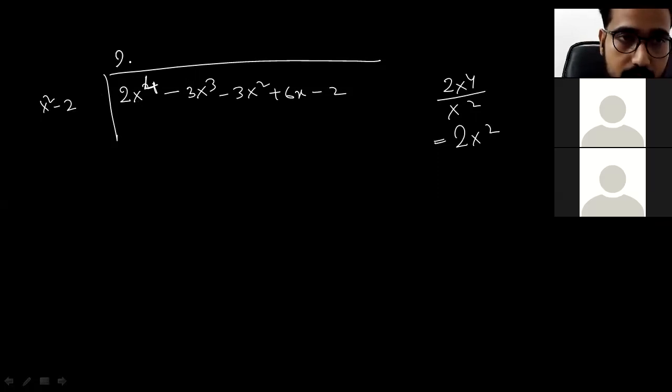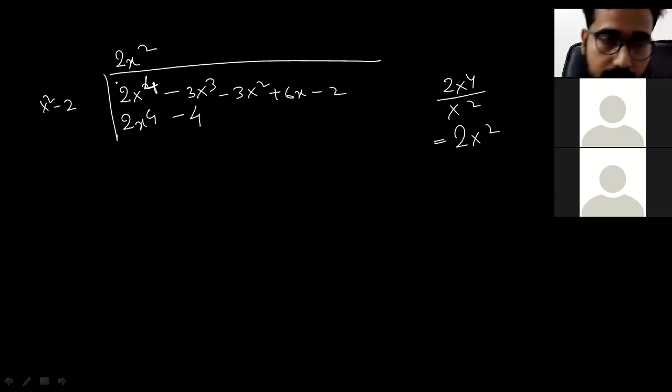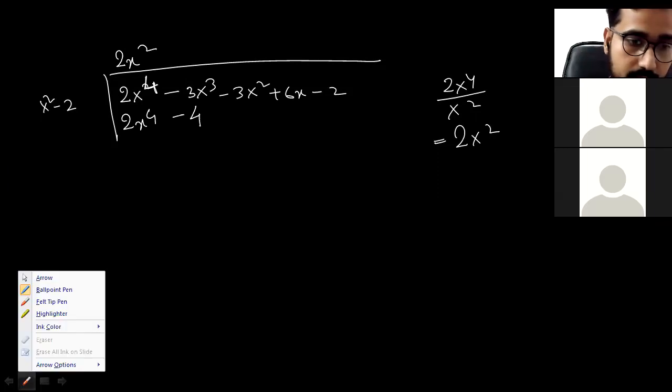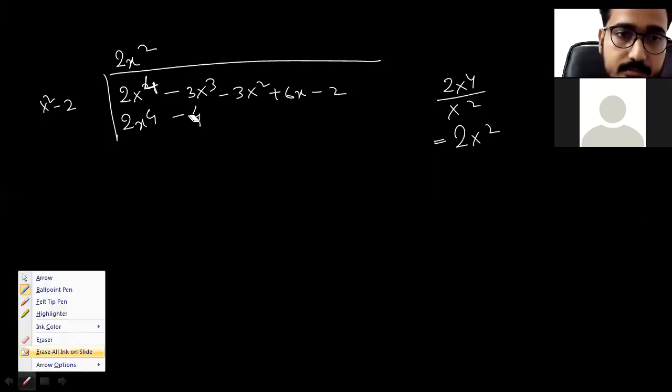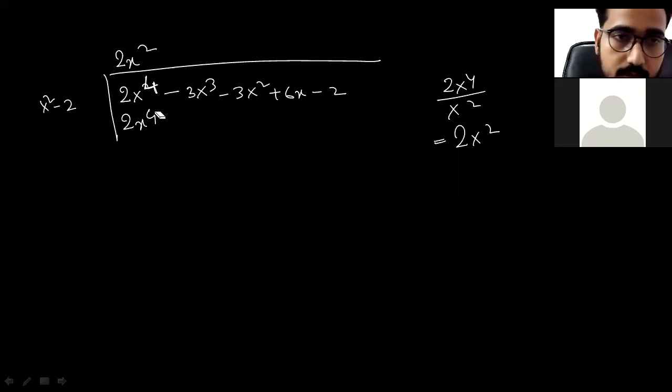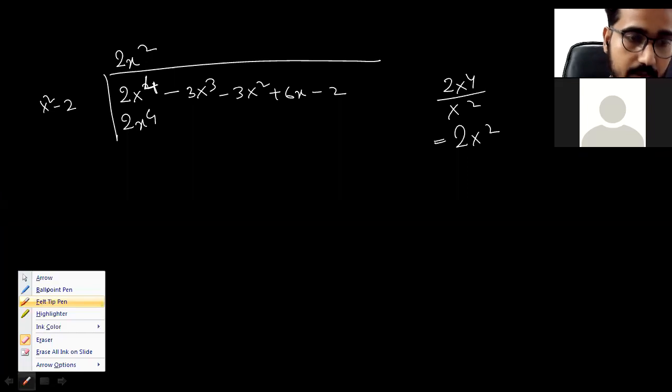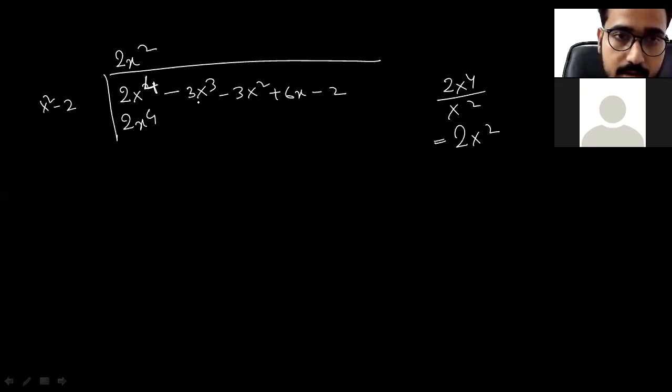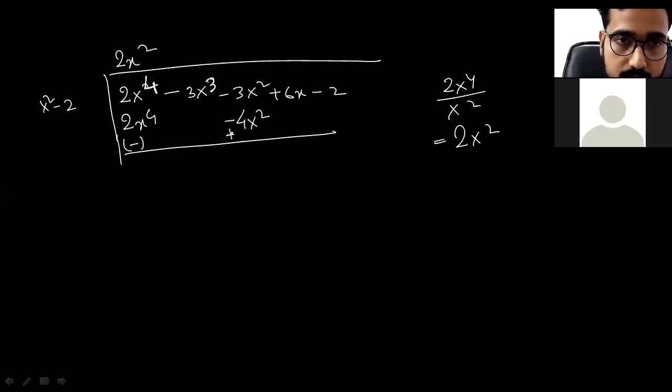Okay. So now you have to multiply 2x square by the divisor. Minus 2 into 2x square will be how much? It will be minus 4x square. So you have to put 4x square here, not here, because this is 3x cube. Yes or no? So you have to put 4x square here. Now subtract it, so the sign will be opposite.